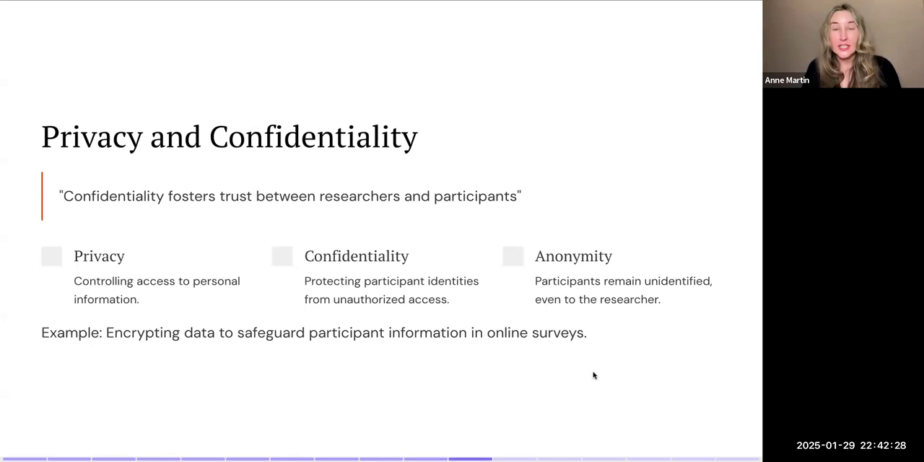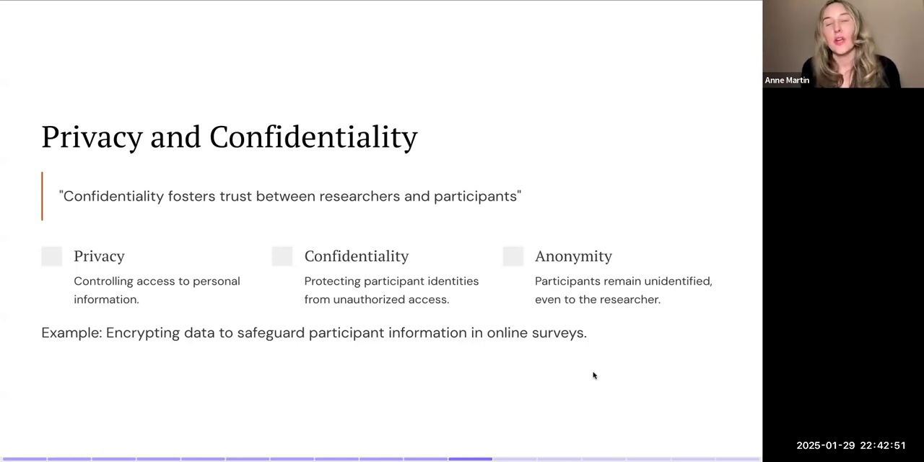So confidentiality does protect the privacy of participants, but the researcher knows who the participants are. And in education, oftentimes confidentiality is used because the researcher does know the identity of participants. Now, anonymity is when the researcher does not know the identity of the participant. They don't even know who it is.